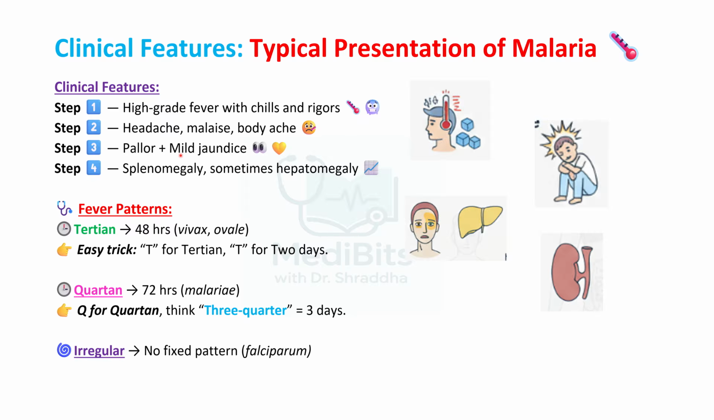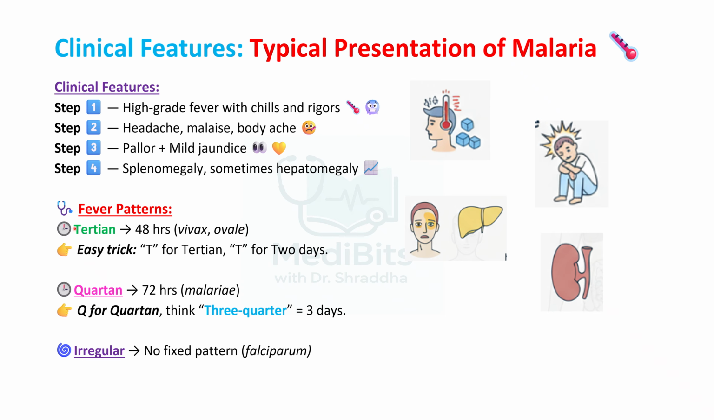Step 3. Pallor and mild jaundice. Why? Because this parasite loves breaking red blood cells. That hemolysis gives you pallor and a yellow tinge in the eyes. Step 4. Splenomegaly and sometimes hepatomegaly. Yes, that poor spleen is on overdrive, filtering all those destroyed RBCs. So it gets big and sometimes the liver joins this party too.